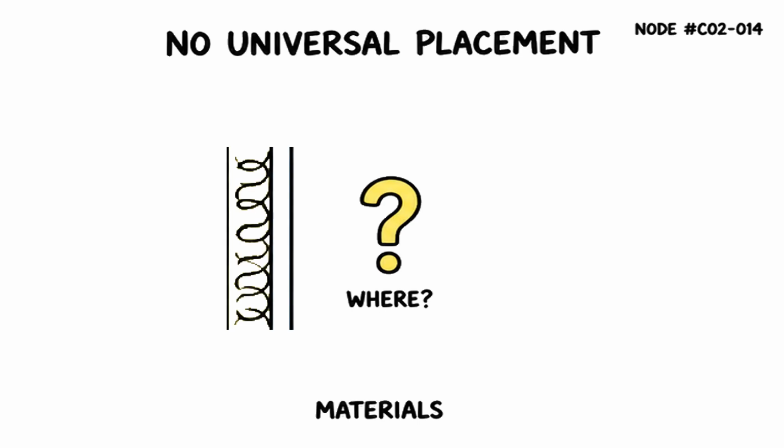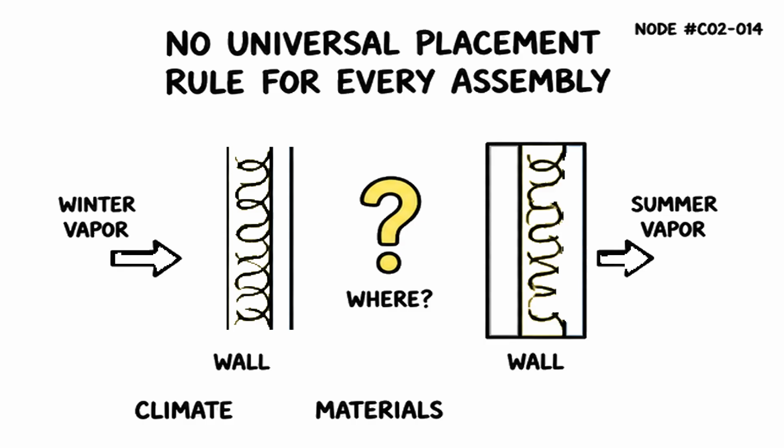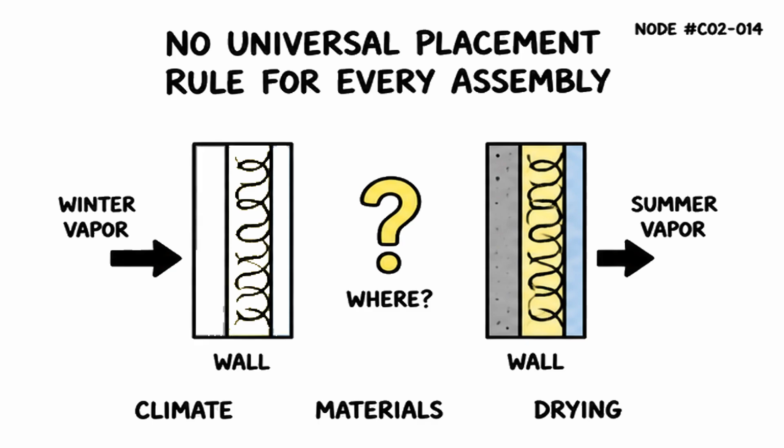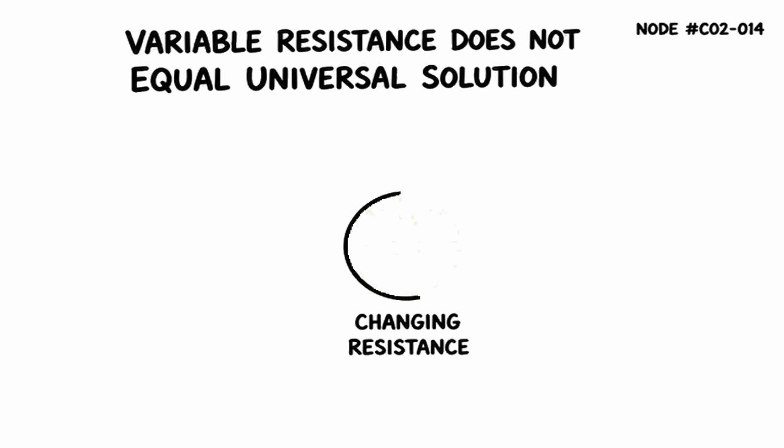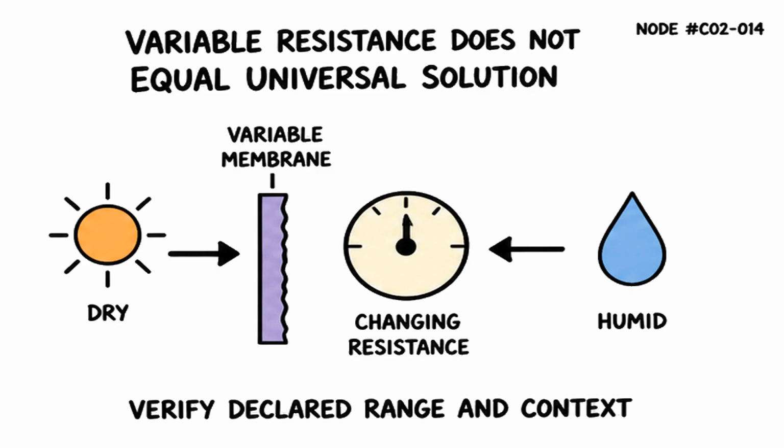Where should vapor control be located? There is no universal answer for every wall. Climate, indoor conditions, exterior exposure, seasonal vapor direction, materials, moisture sources, and drying potential all affect the decision. Some vapor control products change resistance with environmental conditions. That may support suitable assemblies, but variable resistance is not universal approval. Verify the declared range, test basis, and project context.